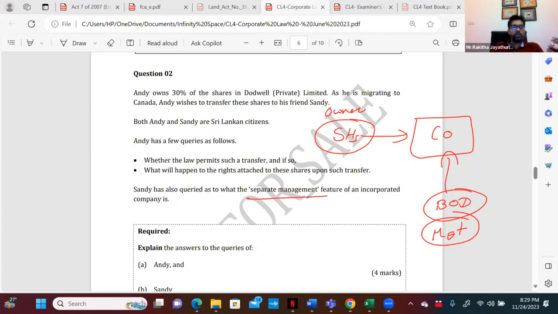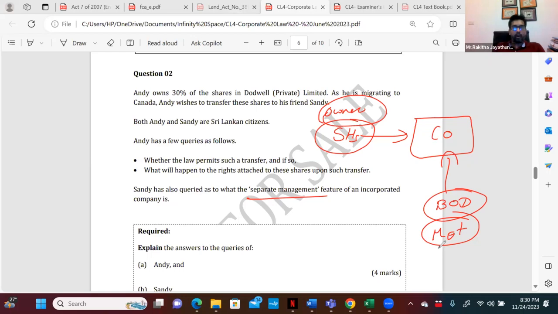Separate management means the ownership and the management of the company are done by two separate parties. Now, if you take a partnership, partners manage the business. They are the owners, they are the managers. But in a company, we see a clear distinction between the ownership and the management. You call it stewardship also, stewardship.